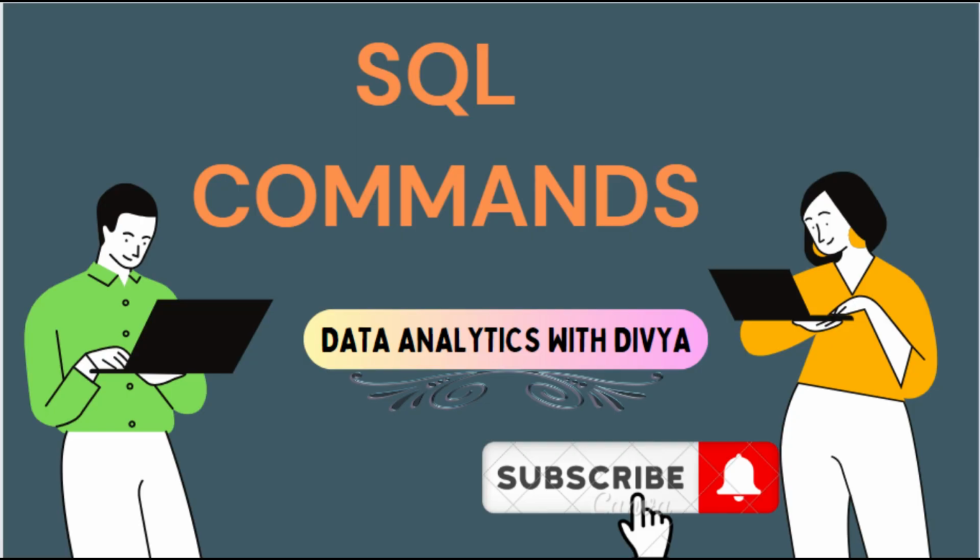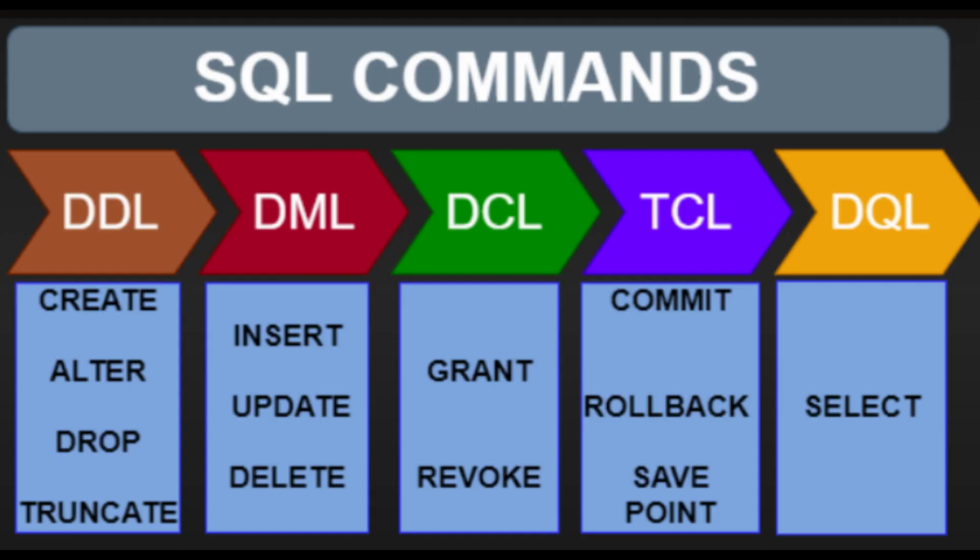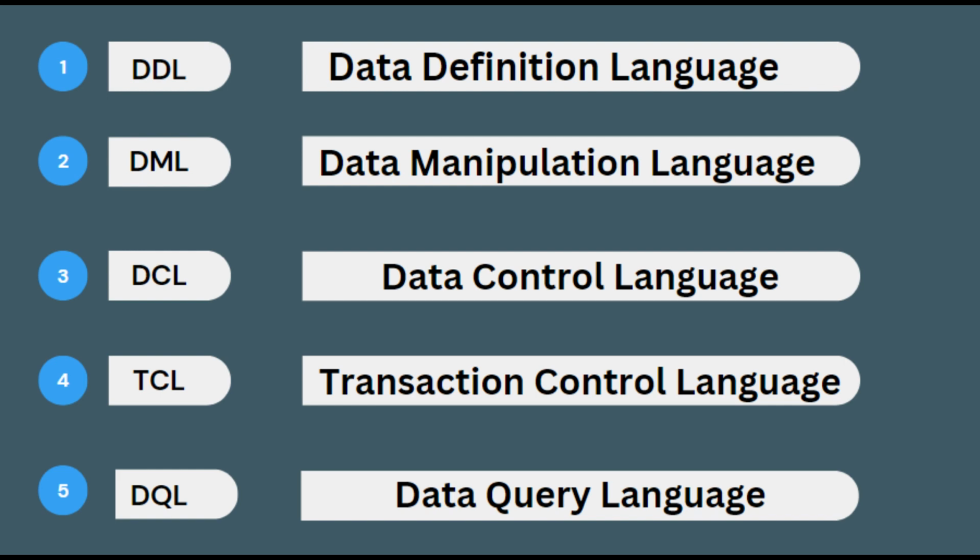In this video, let's discuss the concept called SQL commands. SQL commands are divided into 5 types, that is DDL, DML, DCL, TCL and DQL. DDL stands for Data Definition Language, DML stands for Data Manipulation Language, DCL stands for Data Control Language, TCL is Transaction Control Language, and DQL is Data Query Language. Now let's see each one of them in detail.